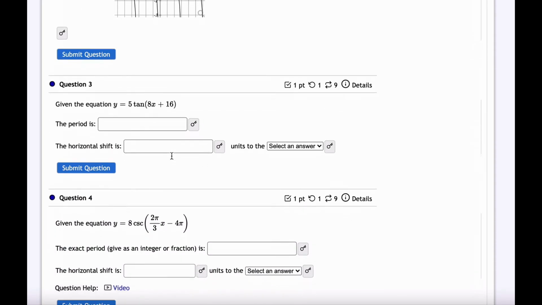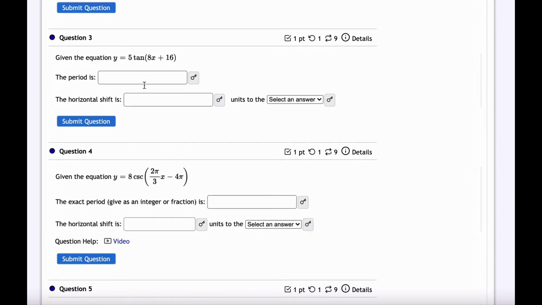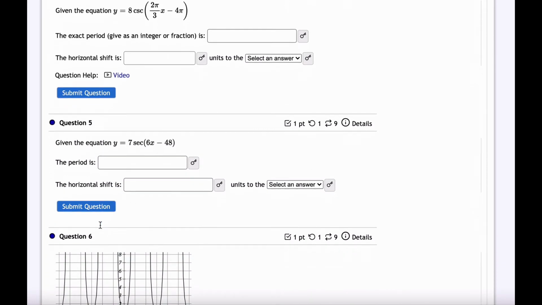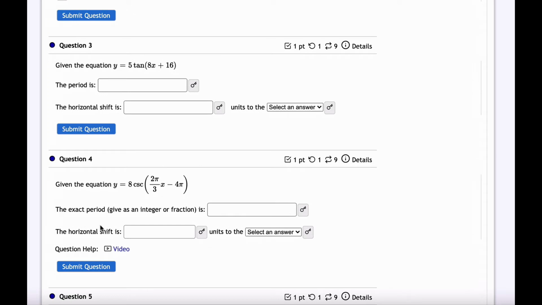The next few I think will go pretty quick for you, but there is one little tricky thing that I want to point out. In each of these questions, they just ask you about the period and the horizontal shift. And you're like, oh, that's easy. Period is just 2 pi over b, and horizontal shift is negative c over b. Almost. The period of sine, cosine, secant, and cosecant is 2 pi over b.